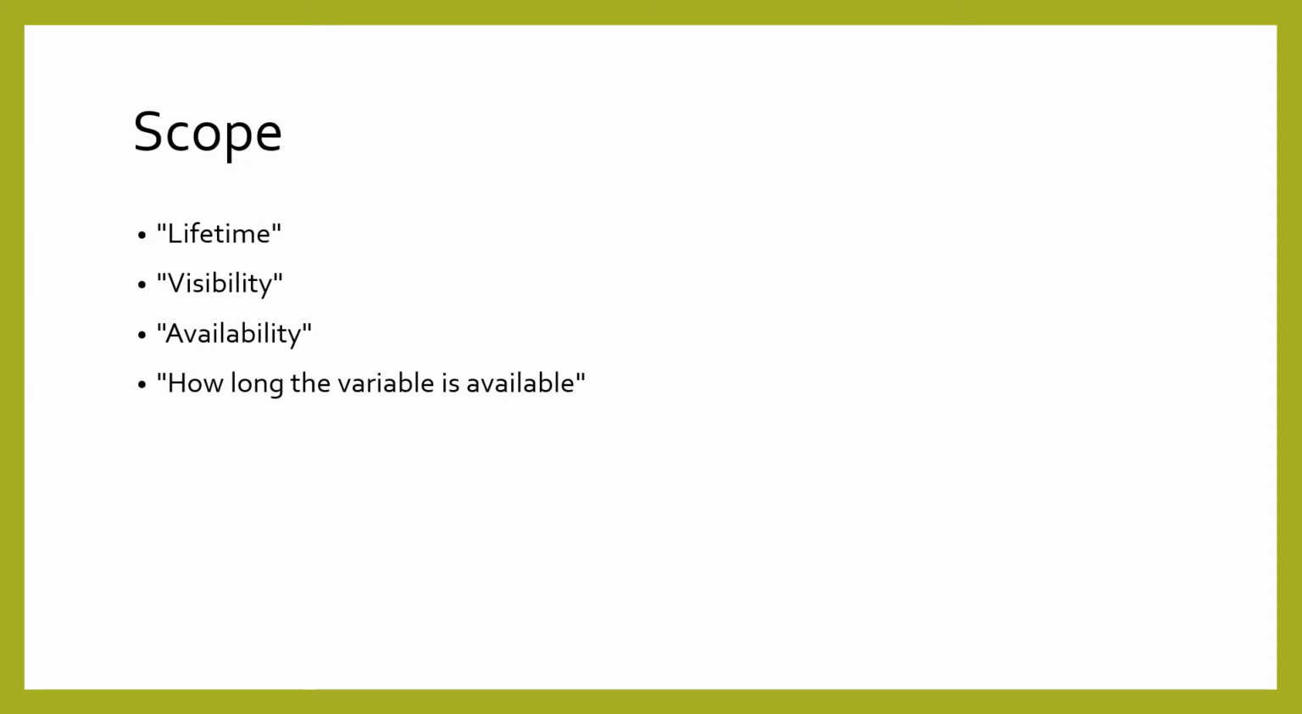In a program, the scope of a variable indicates how long that variable is available. This is also known as the lifetime or visibility of a variable. When a variable is no longer in scope, that variable is no longer available.